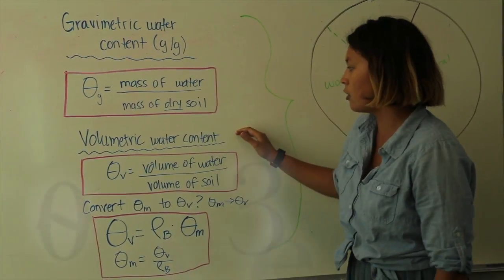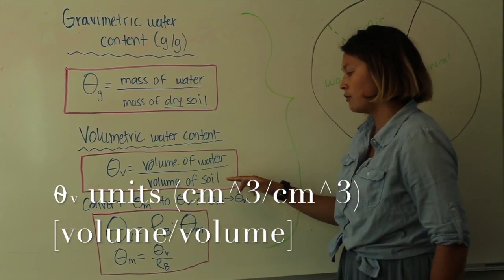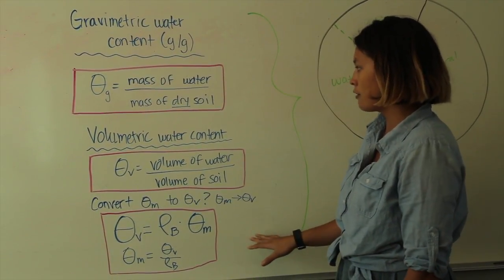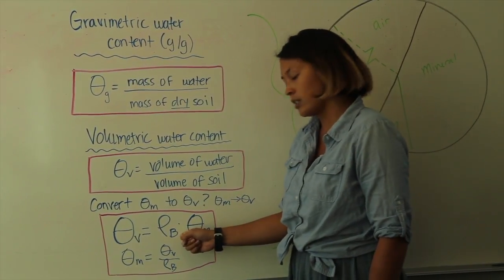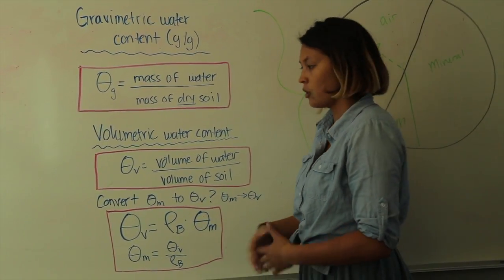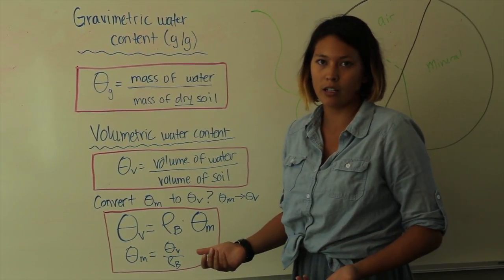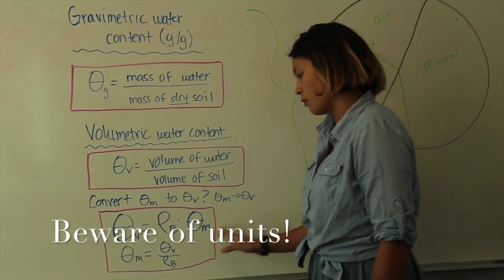The next is volumetric water content, which is the volume of water over the volume of soil. And then to convert between gravimetric and volumetric water content, you need to know the bulk density, and you also need to know the density of water. But since the density of water is just 1, then you don't have to account for it.